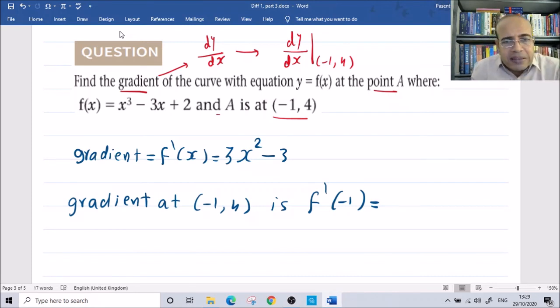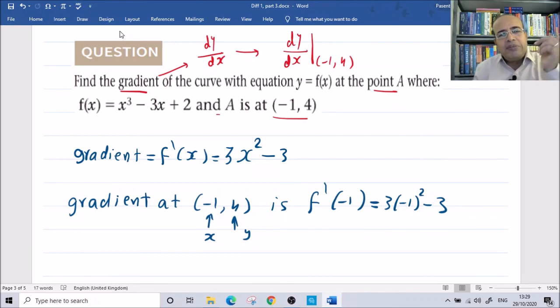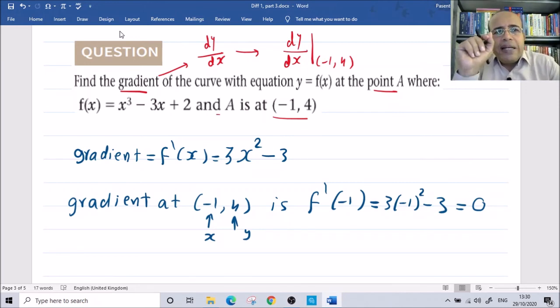We replace x. This is the first letter, this is x. The second is y. But here we substitute for x by -1 in f of dash. So it becomes 3 bracket -1 squared minus 3. -1 squared, 1 times 3, 3. 3 minus 3, 0. So the gradient equals 0. The gradient equals 0, it means the tangent is parallel to the x-axis.